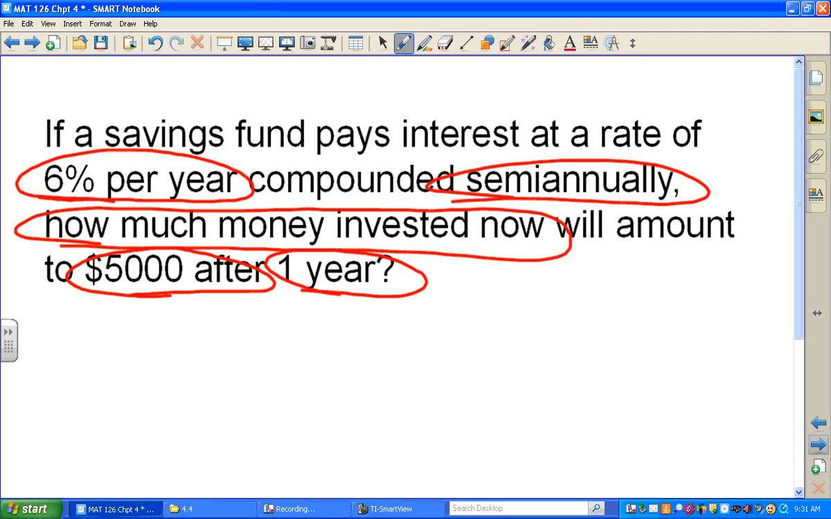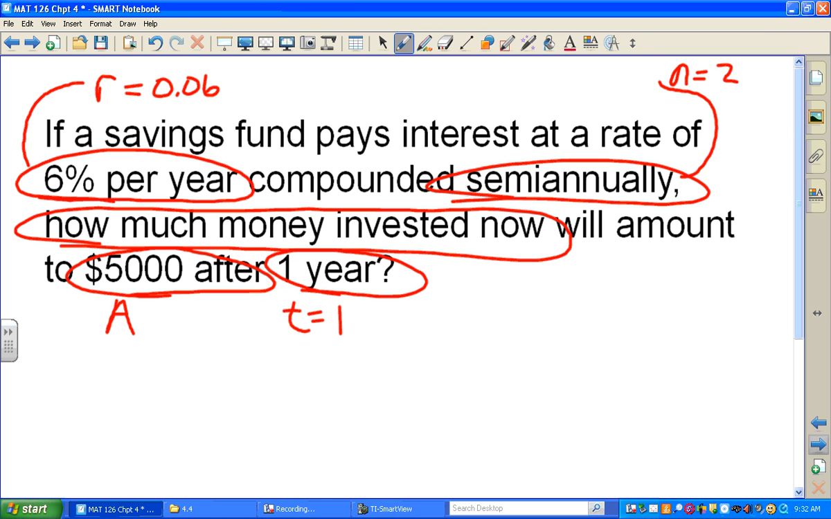That's what you want to be at the end, so that's A. T is equal to what? 1 year. What is this? 6%. The rate, 0.06. Some people always mess that up. They put 0.6. Semi-annually means what? N will equal 2. 5,000 is A. You have to solve for the principal, which is P. So we have all of our players identified.